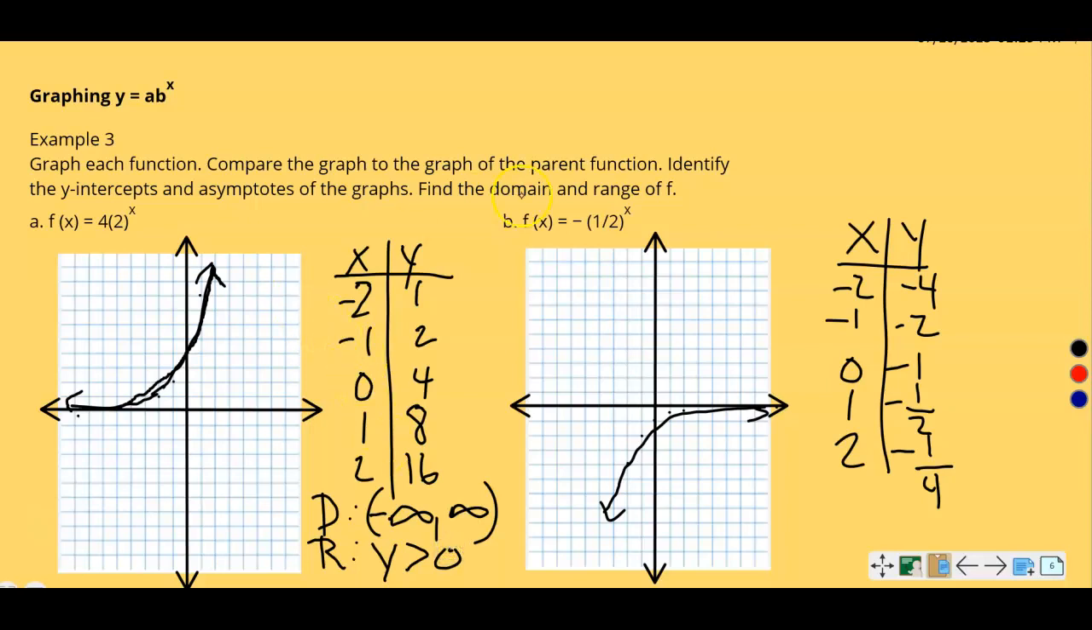All right, for this one over here, you can see again it's going left and right forever. Let's go ahead and put the domain up here. Negative to positive infinity, same thing as all real numbers. All right, your range this time is below the x-axis, so it's going to be all y's less than 0. So that's your domain and range for A and B, example 3.